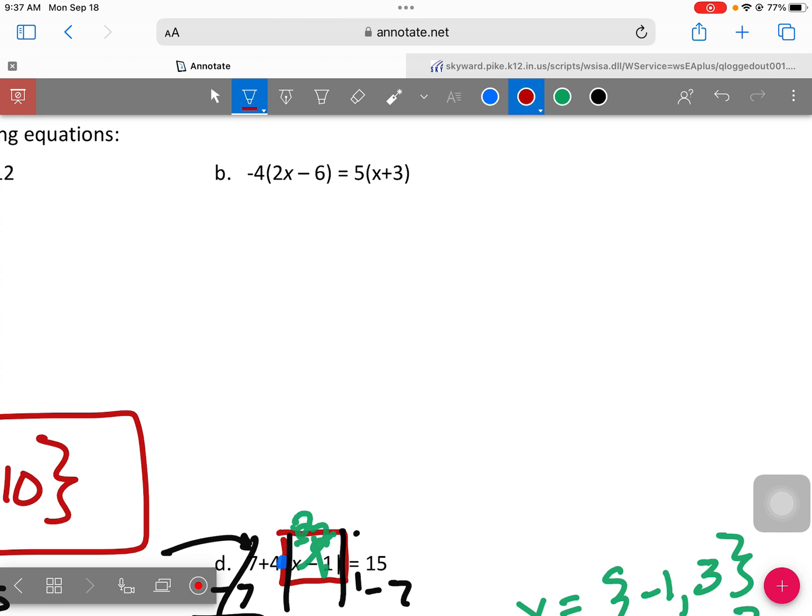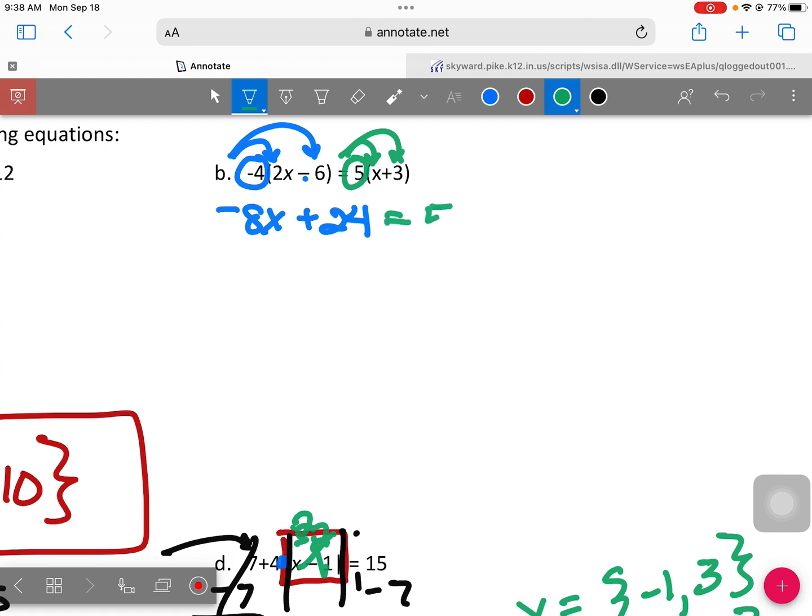You could do either. You either add 8x over to both sides, or you could subtract 5x from both sides. You just want to get them to the same side. All right, if we subtract 5x, you get negative 13x, plus 24 equals 15. Subtract 24, subtract 24. Negative 13x equals negative 9.